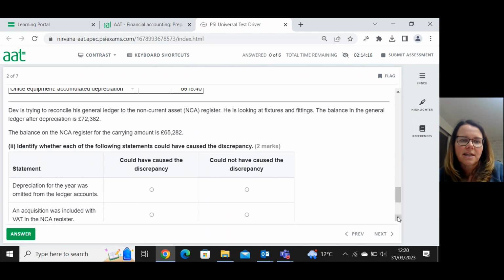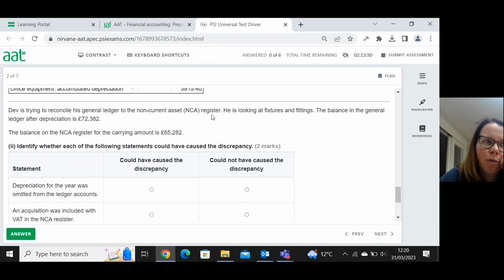Dev is trying to reconcile his general ledger to the non-current asset register. Right, so his general ledger is where the double entry happens. So similar to what we've just been looking at, we'll have a cost account and an accumulated depreciation account for your non-current assets. The non-current asset register is simply a list that gives you information.